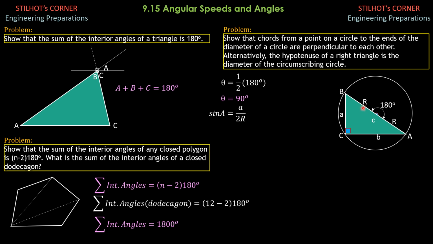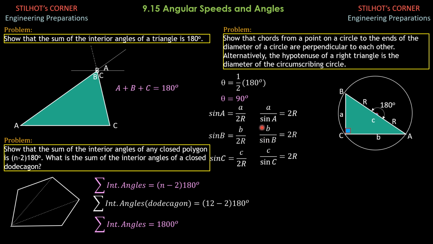Then let's expand this. Sine of angle A is opposite A over hypotenuse 2r. So a over sine angle A is 2r. Sine of angle B is equal to small b over 2r. So b over sine angle B is equal to 2r. And finally, sine of angle C is equal to opposite c over 2r. And therefore, c over sine angle C equals 2r.